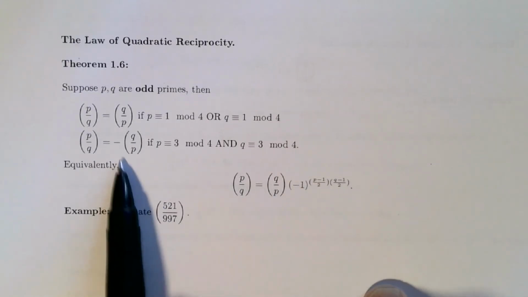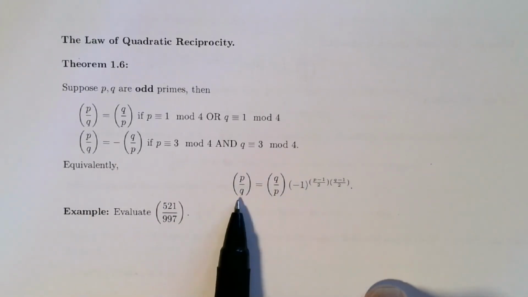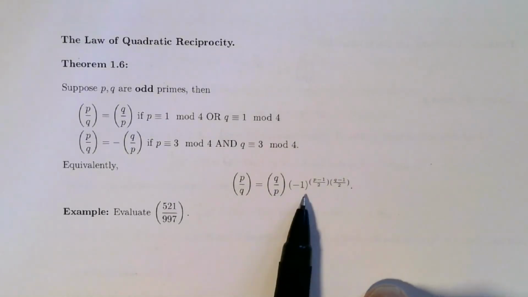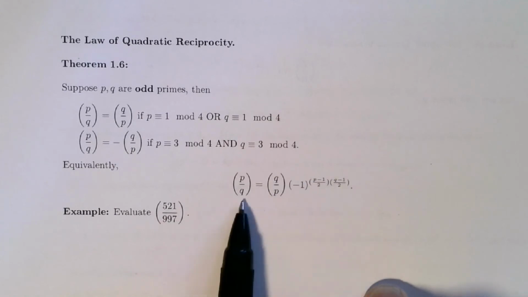This is just a cute way of writing it, but actually it turns out in terms of our proof here, it's a very useful way of writing it, because this is what we're going to prove in the proof of the quadratic reciprocity theorem.